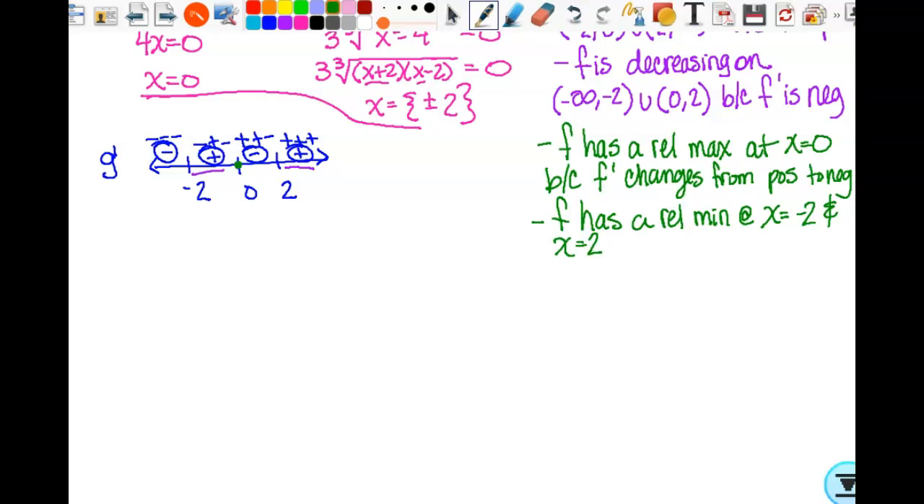And x equals 2. F has a relative maximum. You can ask Miss Bruce that tomorrow. X equals 2, negative 2, and x equals 2 because F prime changes from what? Negative to positive. Okay. What questions you got?